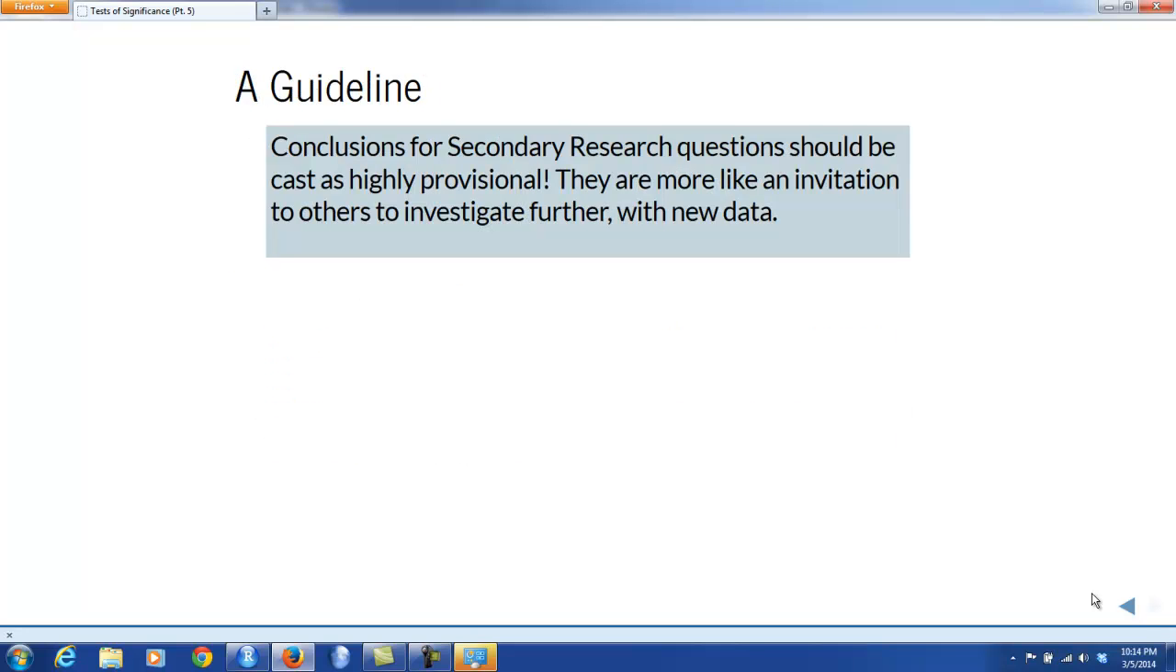The general guideline is that conclusions for those secondary research questions, the ones where the tests are performed and show some statistical significance, should be cast as very provisional indeed. You should portray them to your audience as more of an invitation for them to investigate further, perhaps with new data that they collect, rather than as definitive, once and for all, conclusions about the way things are in the world.